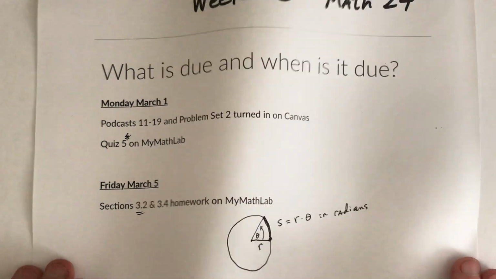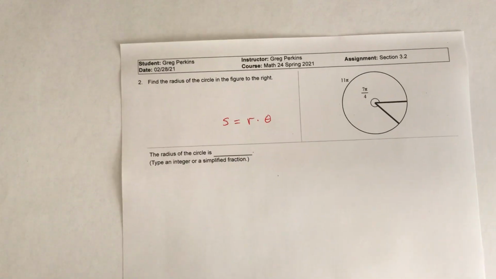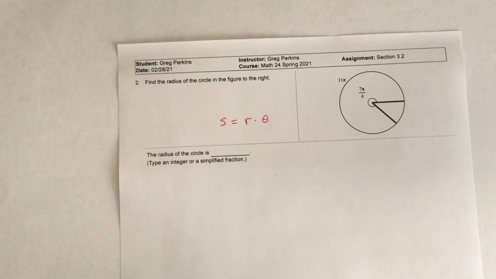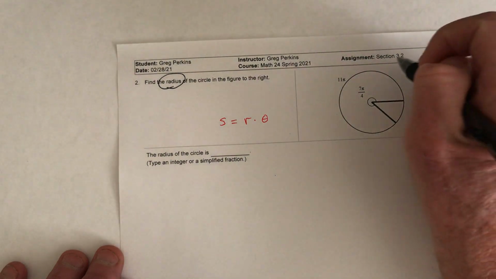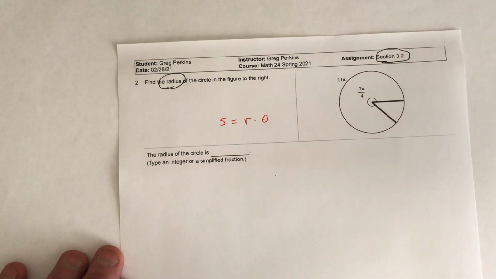And then on to section 3.2. The first one I picked was number 2. This one is pretty straightforward. We're just going to be using that formula that I just said. In the directions, it says find the radius. So this is section 3.2, question number 2.